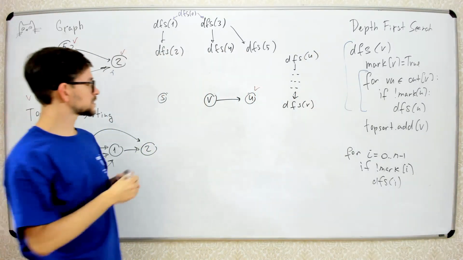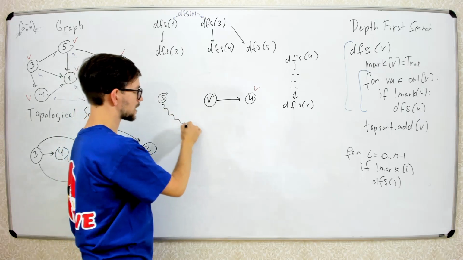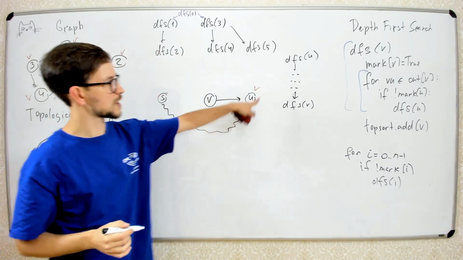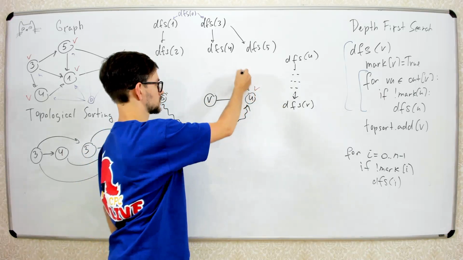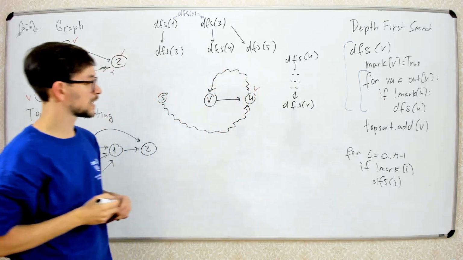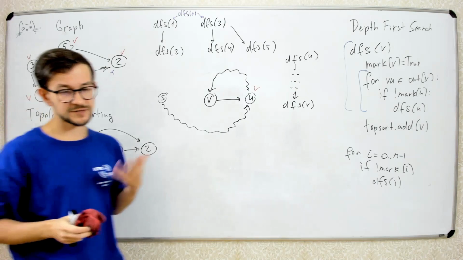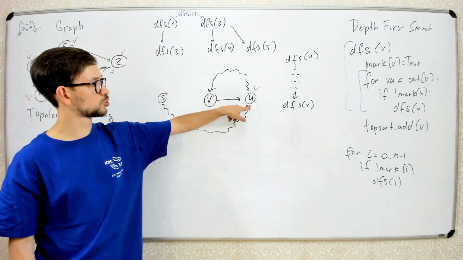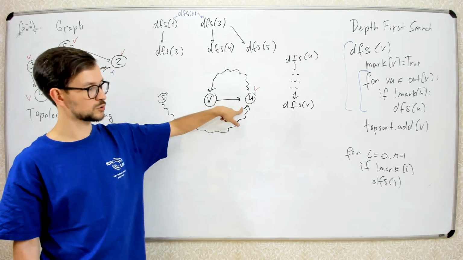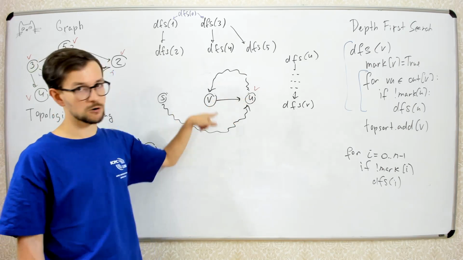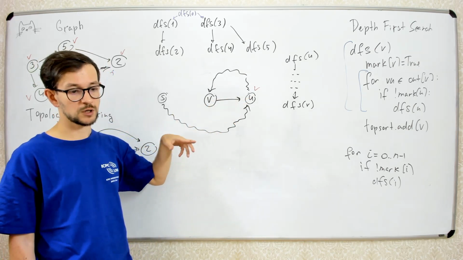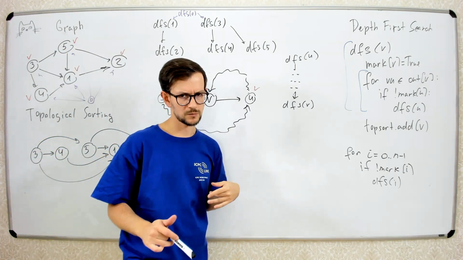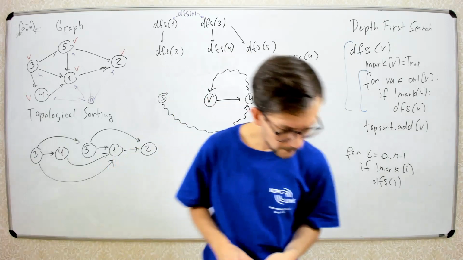What does it mean? It means we start from node S, then somehow we go to node U, and then from node U we somehow go to node V, like this. But it means we have a cycle. We have a path from U to V, and then we have an edge from V to U. So we have this cycle in our graph. And if we have a cycle, we obviously can't make a topological ordering. Should we prove it? Yeah.